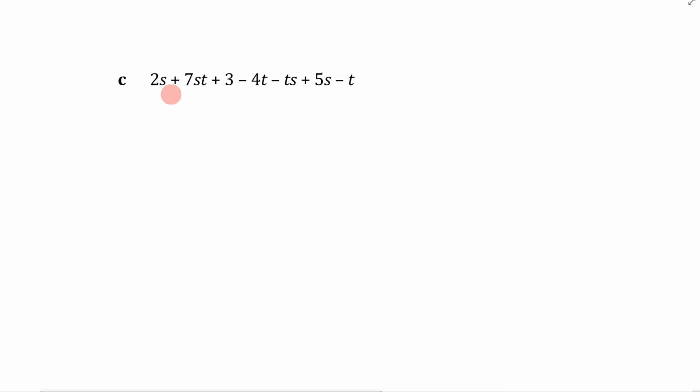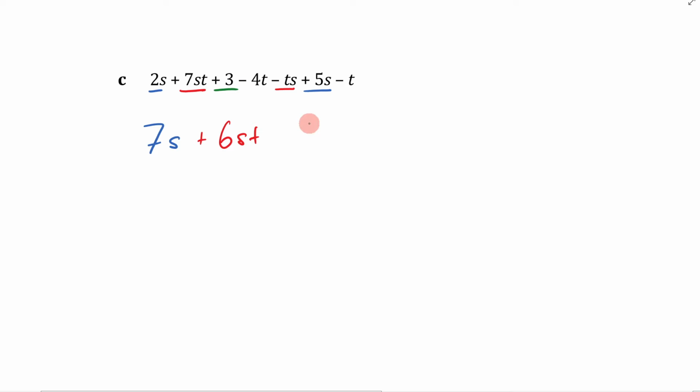Here it is. All right, so we've got 2s plus 5s is 7s. We have, what else? We have 7st minus 2ts. So remember, they're like terms because even though they're in different orders, they've still got exactly the same pronumerals. So that's going to be plus 6st. All right, next one.